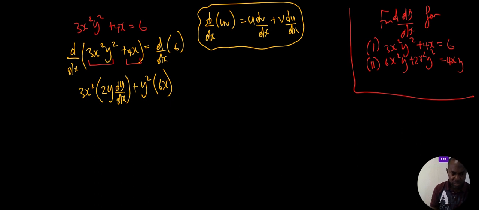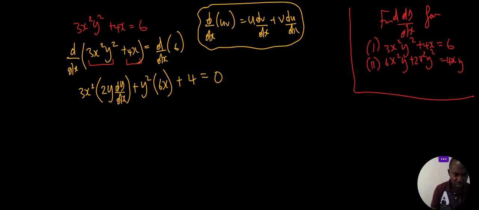Now we have to differentiate the term plus 4x, which gives plus 4. And the right side is equal to 0 because the derivative of 6 with respect to x is simply equal to 0. So what do we do? We expand the brackets and we try to simplify and of course make dy by dx the subject.